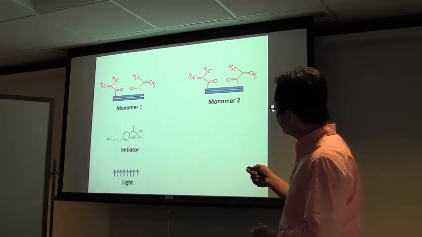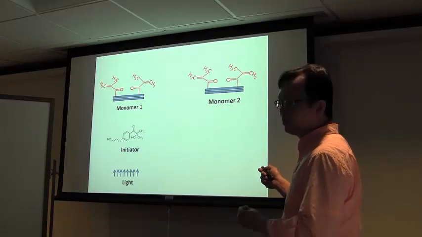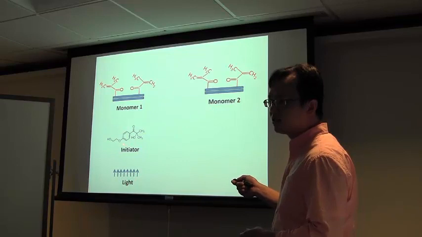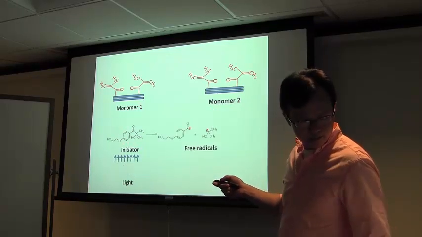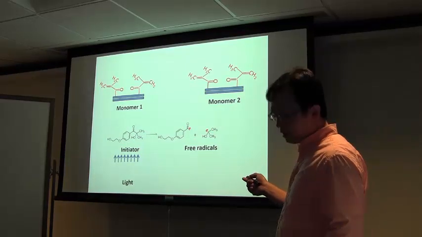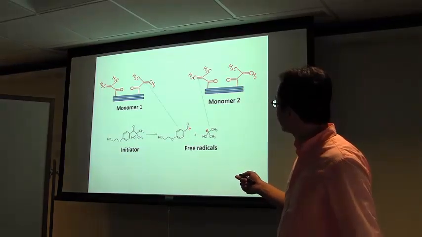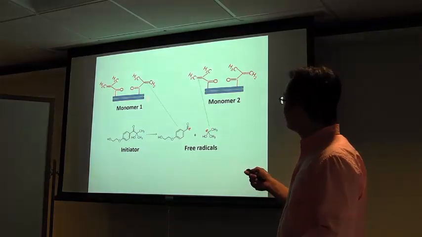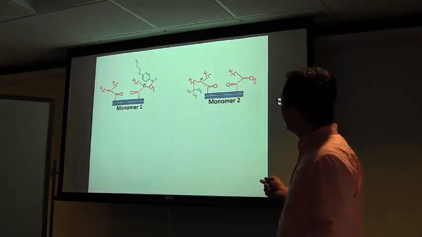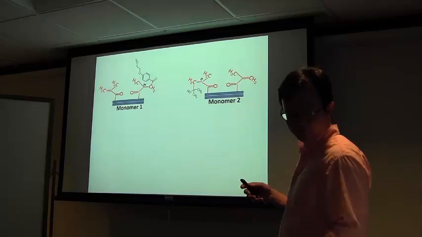We have three parts here: monomer, one or two types, which could be the same or different. Once light hits the initiator, it produces two free radicals. Then the free radical attacks the monomer and breaks down the double bond here. So the monomer becomes a free radical.